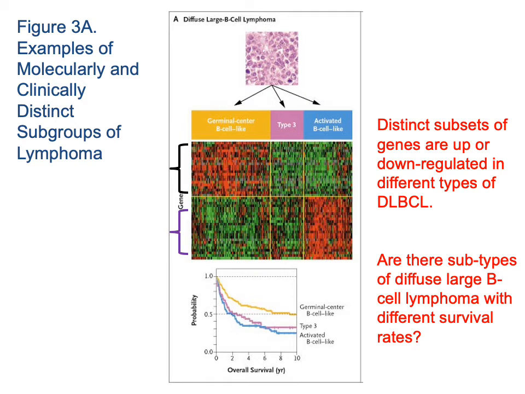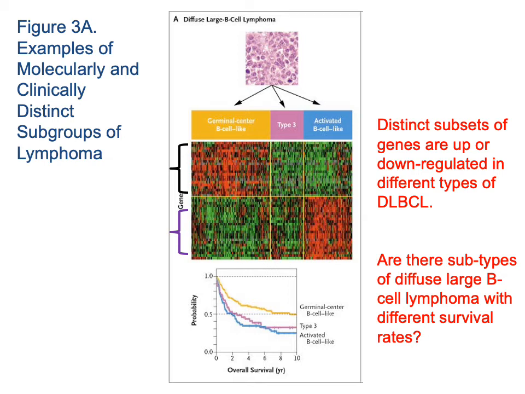In contrast, for type 3 patients, all of the genes are at relatively low levels. In activated B-cell-like patients on the far right, the black genes are at low levels and the purple genes are at high levels. So the opposite of the orange patient group. So this tells us that there are distinct subsets of genes that are upregulated or downregulated in these different types of diffuse large B-cell lymphoma.